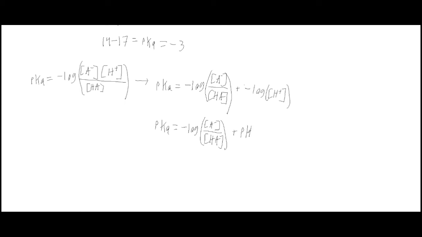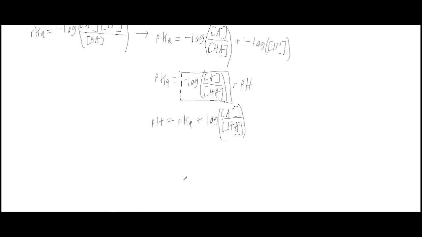plus our pH. And so with this, if we add this to both sides and then just sort of flip the equation around, we end up with pH equals pKa plus the log of A over HA. And this is what's called the Henderson-Hasselbalch equation, or as I always seem to call it in my head, the David Hasselhoff equation, but it's called the Henderson-Hasselbalch equation.